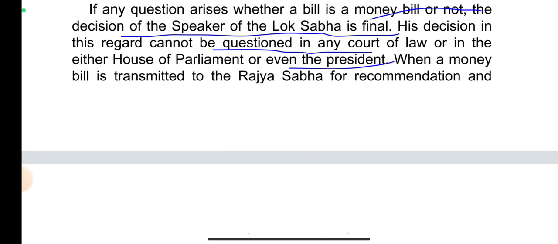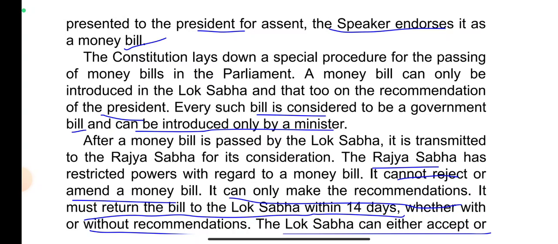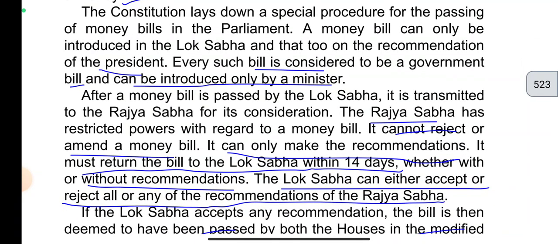If any question arises whether a bill is a money bill or not, the decision of the Speaker of the Lok Sabha is final. His decision in this regard cannot be questioned in any court of law or in either House of Parliament or even the President. When a money bill is transmitted to the Rajya Sabha for recommendation and presented to the President for action, the Speaker endorses it as a money bill. So this is an important point.